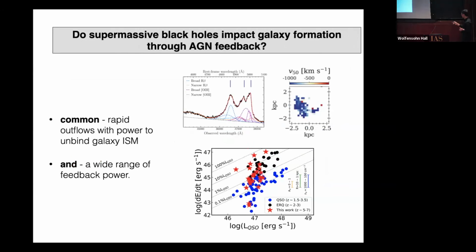We do see signs of feedback in these systems. They seem to be at least more common than I naively would have thought, and with a wide range of feedback power, but some of them are certainly powerful enough to do damage to the galaxy.